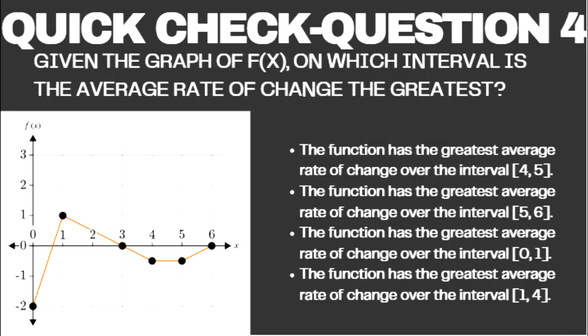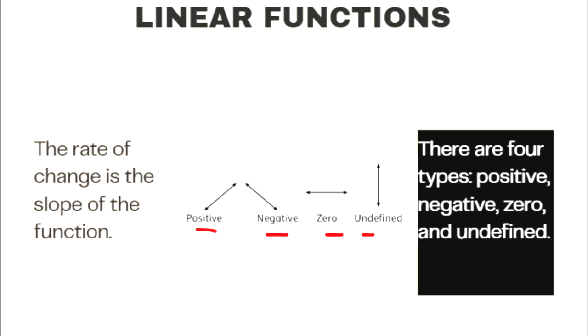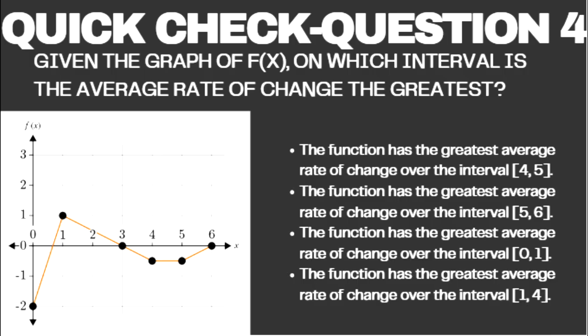Quick check question 4. Given the graph of f of x, on which interval is the average rate of change the greatest? Okay, so you're going to look at this and figure out when the rate of change is the greatest. And if that is confusing you, remember, the rate of change is the slope. So if we're looking at this, which interval has the greatest slope? That should make it a lot easier.